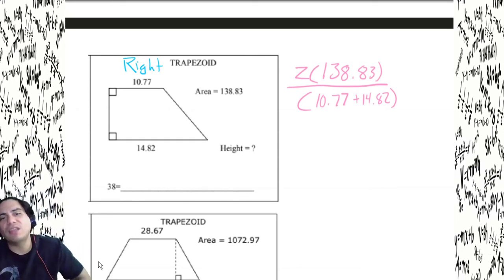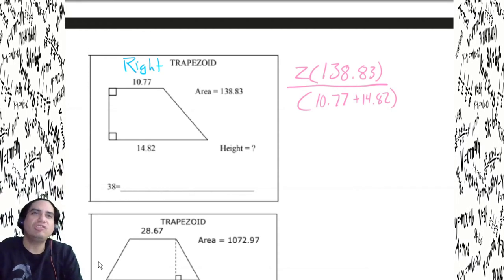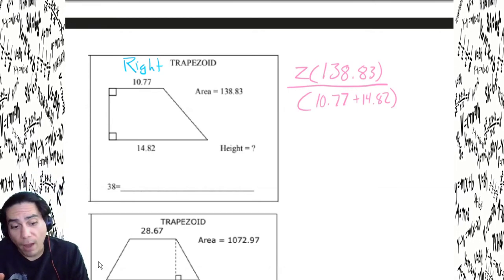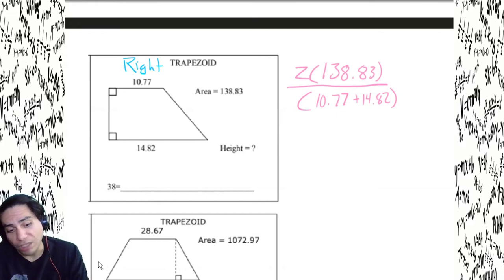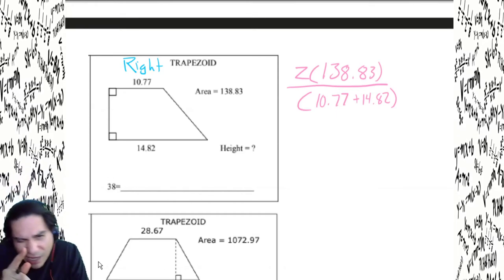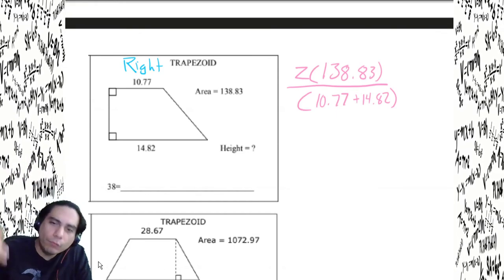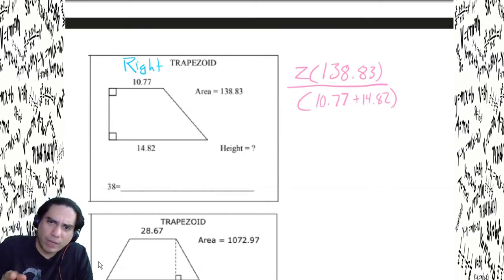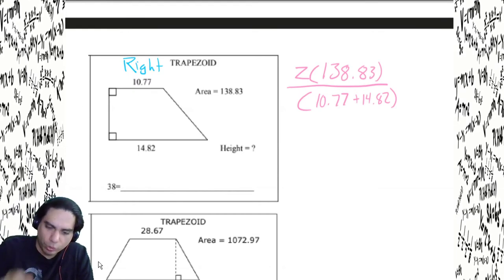You got to be able to talk that math correctly, because the words we say really do matter here. Be careful, I almost put 138.33. That one little mistake, game over. So make sure you're typing these things correctly. If you type them correctly, we got no problems. You're going to be a success.